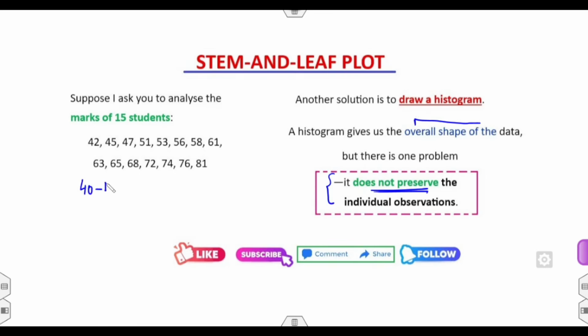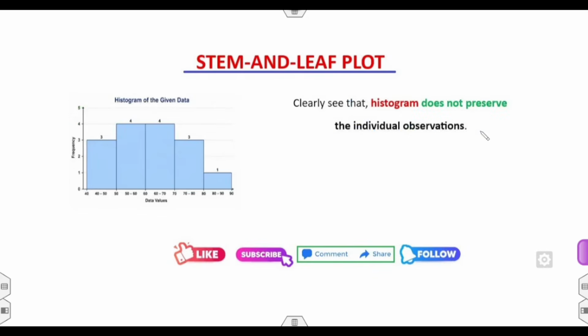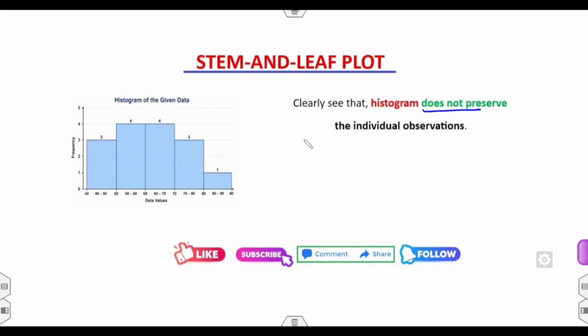I can classify this into class intervals, let's say 40 to 45, 45 to 50, and so on. And then I can count the frequency corresponding to each class interval and draw the histogram as 40 to 50, 50 to 60, 60 to 70, and so on. Clearly that will tell us only about the shape of the information, but the histogram fails to preserve the individual information. For example, if you look at the numbers like 56 and 60 or 53 and 63, or the numbers 56 and 58, both fall under the same rectangle.